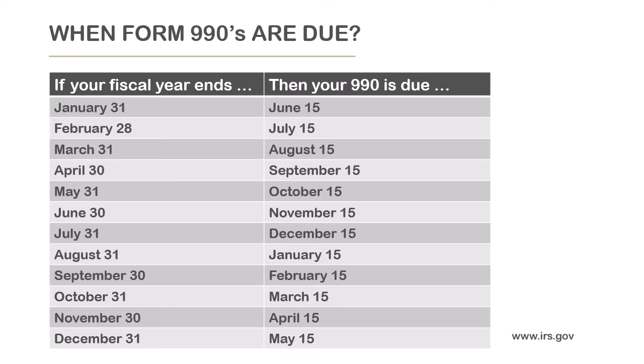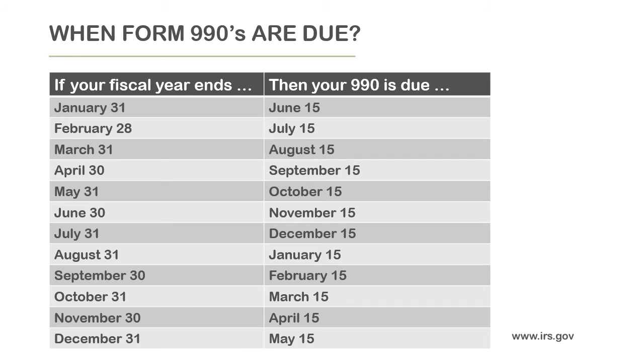So this is the table that shows you if your fiscal year ends on January 31st, then your 990 is due June the 15th. 5 months, 15 days after the fiscal year ends. Let's go down to December because December is the most popular fiscal year end month. Because most people use the calendar year, which is January through December, as their fiscal year end for their nonprofit. So if your fiscal year ends December the 31st, then 5 months, 15 days later is May 15th. That's when your 990 is due.